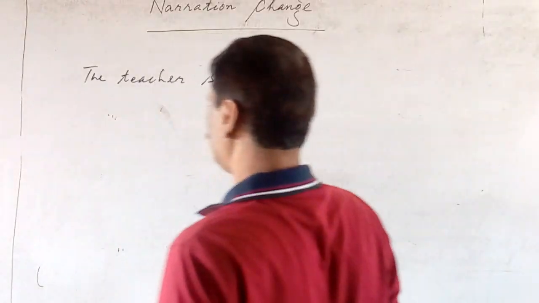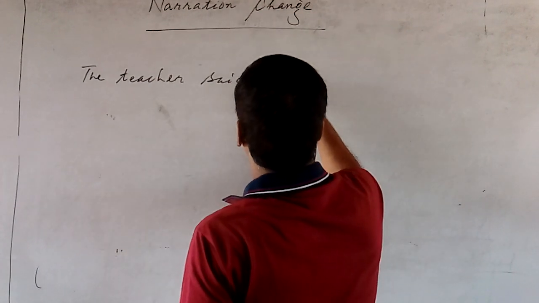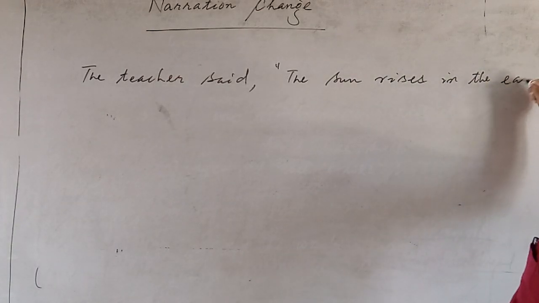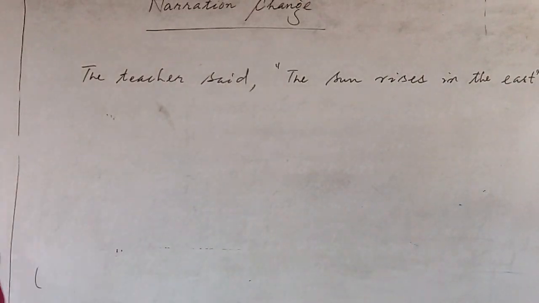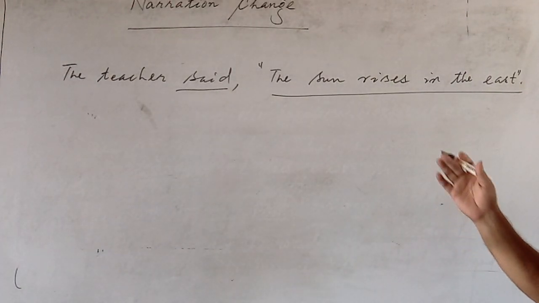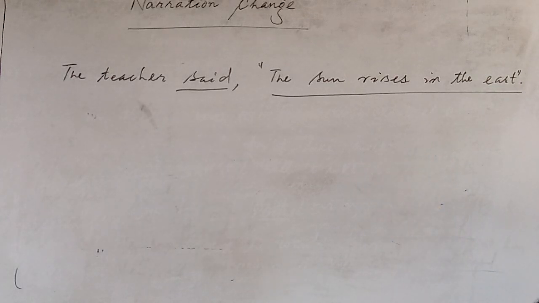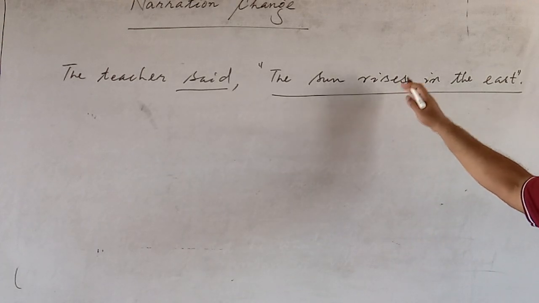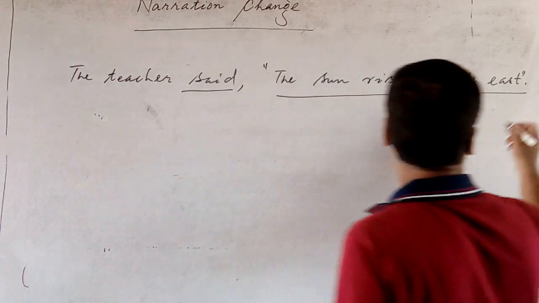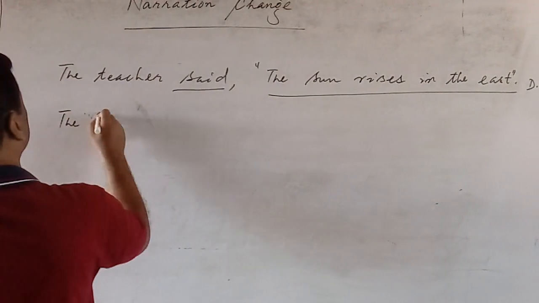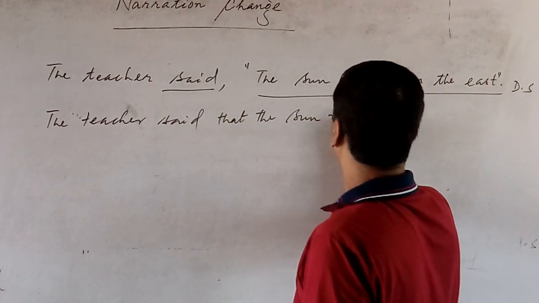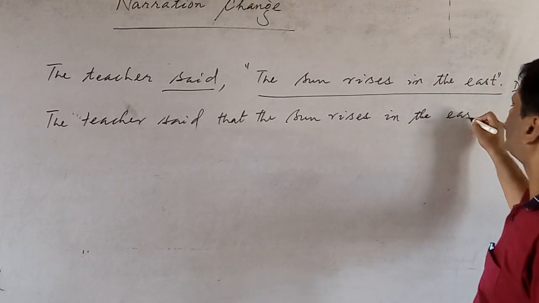The teacher said, the sun rises in the east. Here you see the reporting verb is in past tense. The reported speech is a general truth, or we can say a scientific truth. So the verb of the reporting speech will not change into the corresponding past tense even when the reporting verb is in past tense. If we transform this sentence from direct speech to indirect speech, the answer will be: the teacher said that the sun rises in the east. Clear?